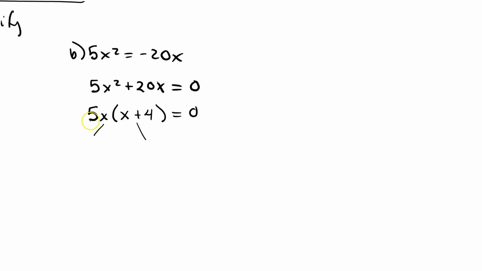If we use the zero property, this means that 5x times x plus 4 equals 0. So there are two different values. I can say x equals 0, or I can say that x equals negative 4. Because if I substitute x equal to 0, it's 0 times x plus 4, or 0 times 4, which is 0. On the other hand, I can put in negative 4 and say, okay, 5 times negative 4 is negative 20, but negative 4 plus 4 is 0. So the end result would be 0.